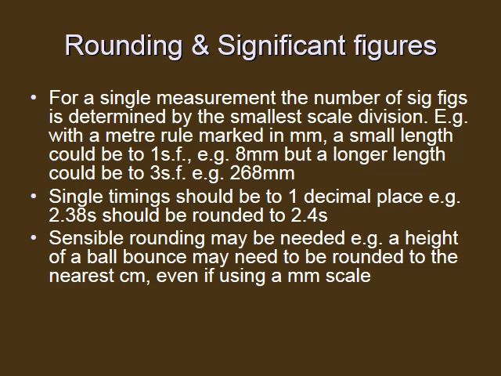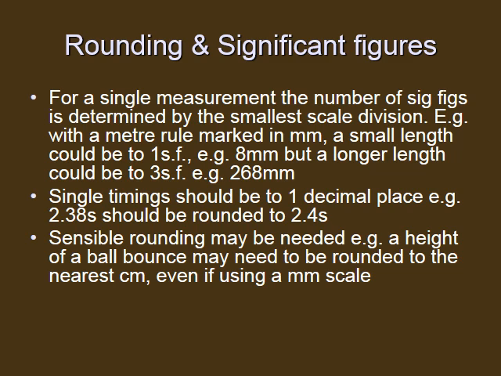Also around merit and excellence, rounding and significant figures will be critical. For a single measurement, the number of significant figures is determined by the smallest scale division. For example, if you're measuring with a ruler and it's marked in millimeters, the smallest length could be to one significant figure, for example 8 millimeters, but a longer length, say a longer pendulum length, could be to 3 significant figures like 268 millimeters.